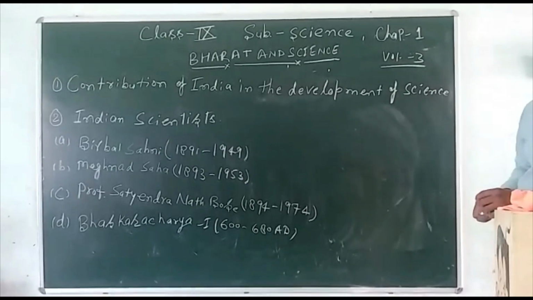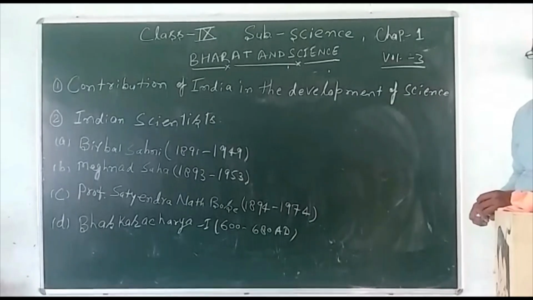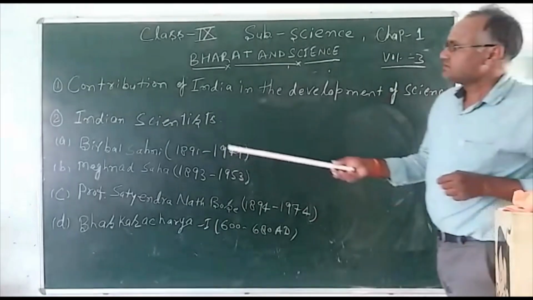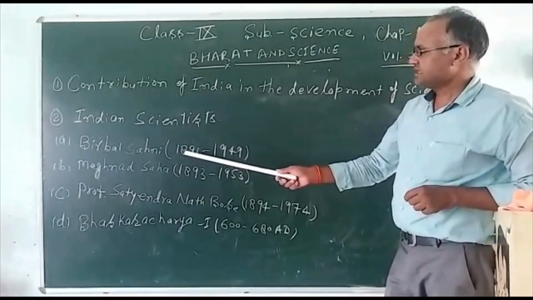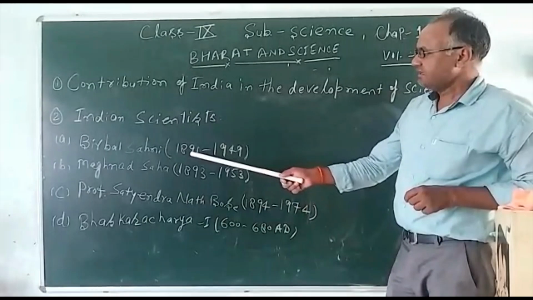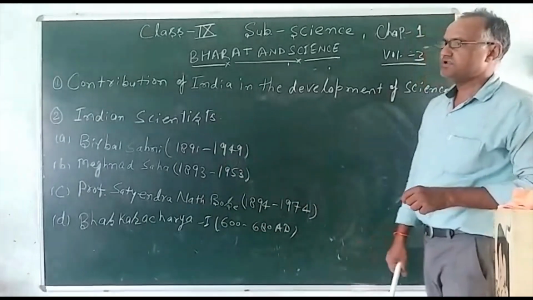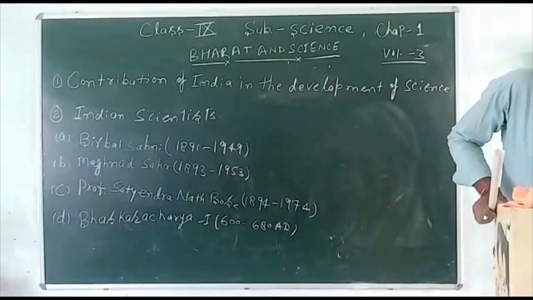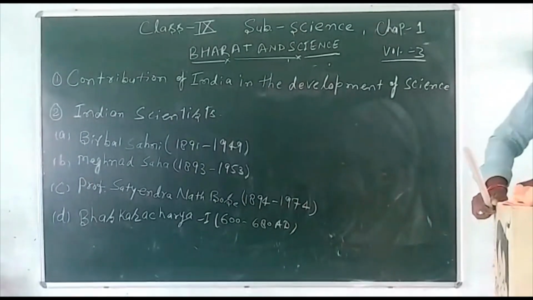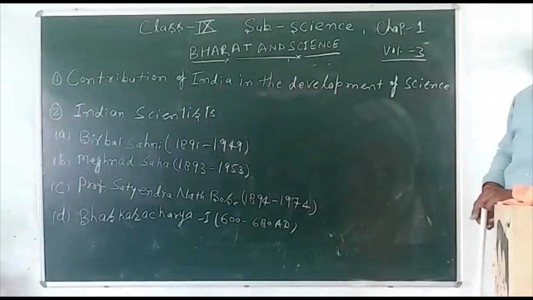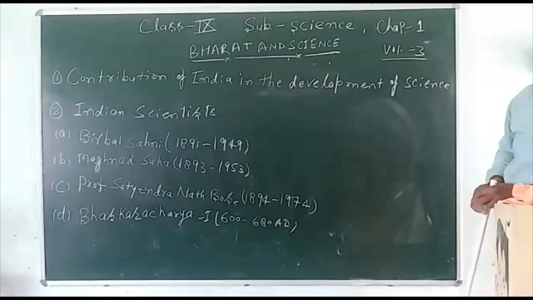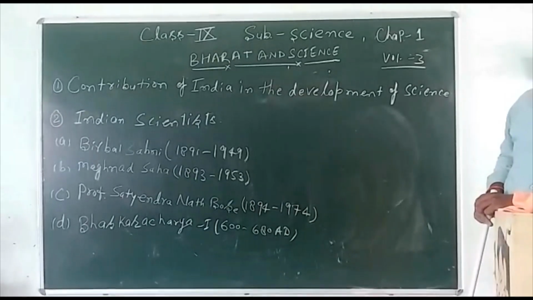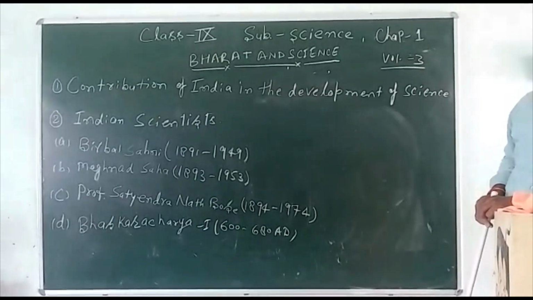Now we study the Indian scientists. The first one is Birbal Sahni, 1891 to 1949, meaning birth to death. Birbal Sahni was born in Bhera village of the Shahpur district of West Bengal. Nowadays, this area is occupied by Pakistan.